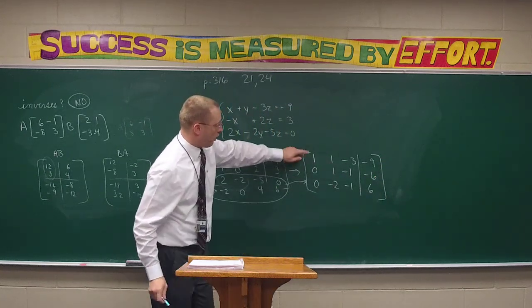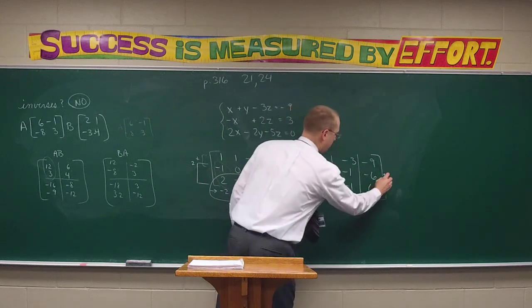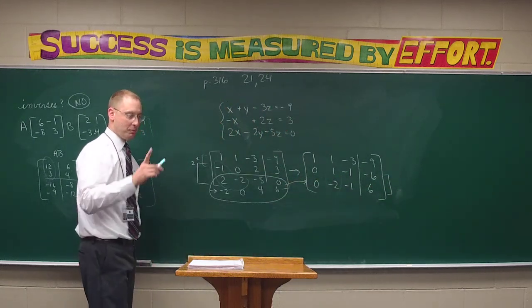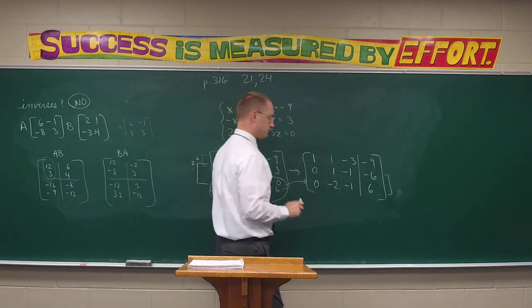All right, so now I've got a 1 with 2 zeros. Now I've got to put these 2 together to make a 0 in the bottom. Now what will I do, Michael? You multiply the middle row by 2.